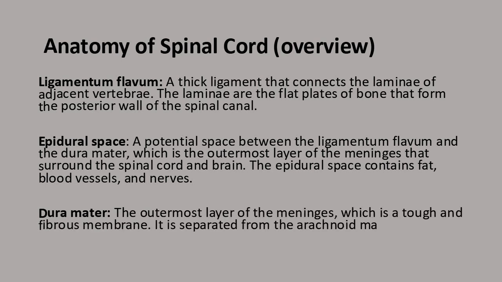Epidural space, a potential space between the ligamentum flavum and the dura mater, which is the outermost layer of the meninges that surround the spinal cord and brain. The epidural space contains fat, blood vessels, and nerves. Dura mater, the outermost layer of the meninges, which is a tough and fibrous membrane. It is separated from the arachnoid mater by the epidural space.